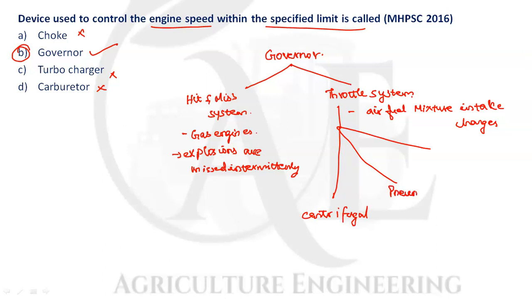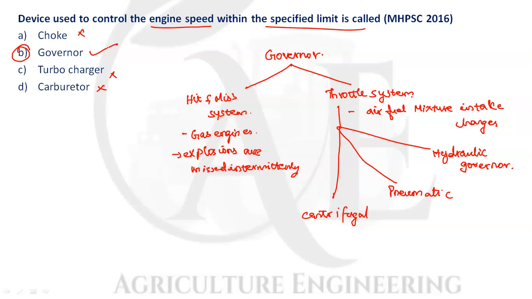and hydraulic governor. Okay, these are the three types of governor: centrifugal governor, pneumatic governor, and hydraulic governor. So here the correct answer to the question is governor. Okay, so these are the things you basically want to know.